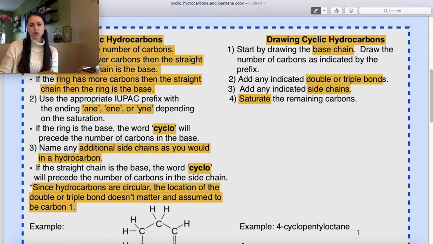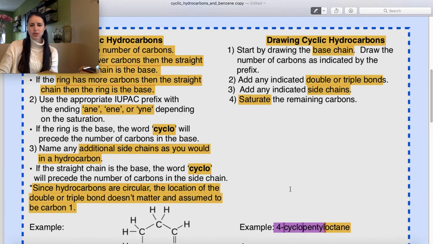So let's try to visualize this one to start. I see octane as my ending. With octane being my ending, that's going to be 8 carbons in a row. I then see 4-cyclopentyl. This pentyl here, let's get a different color. This yl ending here tells me it's a side chain, and it's a side chain of how many carbons? It's a side chain of 5 carbons. This is a side chain because pent means 5, oct means 8, and 8 has more carbons. Those 5 carbons are organized in a circular manner, and that's coming off of carbon 4.